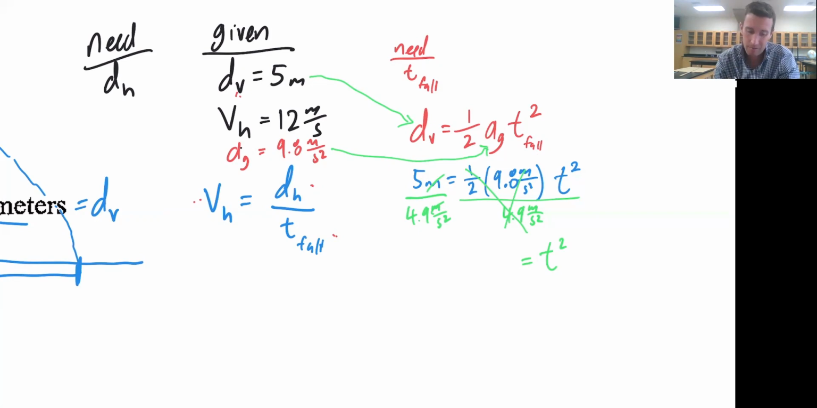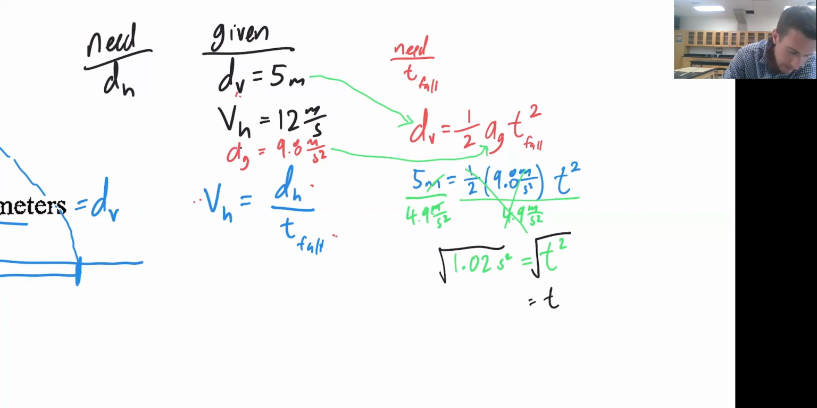It'll be really close to 1, but just in case, 1.02. 1.02 seconds squared. So now to get t by itself, it's currently squared. I have to take a square root of the time and do the square root on the other side as well. And I'll find that the time equals the square root of my previous answer, 1.01 seconds.